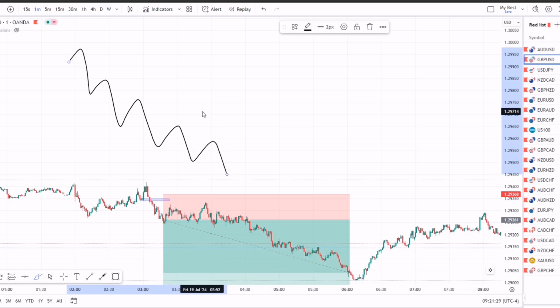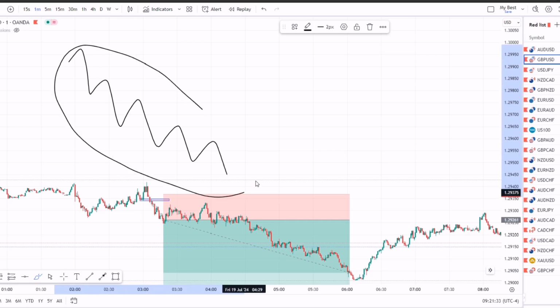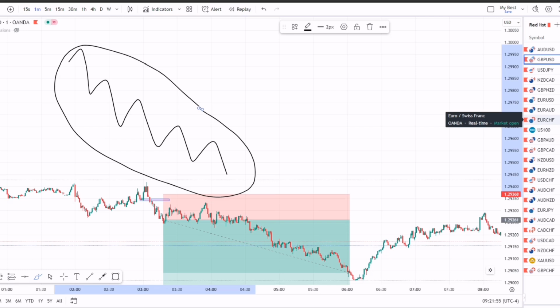First step, make sure that you can see a pattern like this. This is what I call the trend. If you can't see something like this, skip that pair, because you are supposed to go through all these pairs in the morning, especially after the London session when the market is already moving.